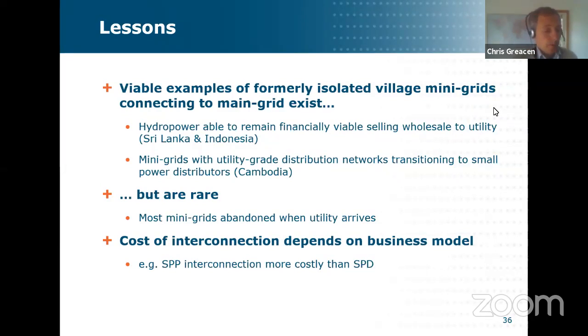So here we have it. There are examples of these working. They work in places where there's a regulatory framework that provides provisions for these to happen. And there's an existence proof, but as yet not a fantastic track record in making the transition from isolated mini grid to grid connected businesses.